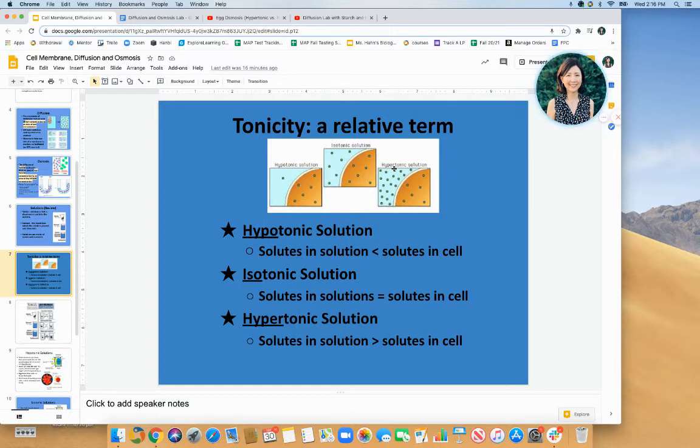Okay, hypertonic. Hyper means above, so there's going to be more solutes here in this solution. Hypertonic means the solutes in the solution is greater than the solutes in the cell. So you can see that this is hyper, and this will be like our egg that's going to go into the sugar water or the salt water. Okay, so this is going to be our egg that's in the fresh water, and this is going to be our egg that's in the sugar water.